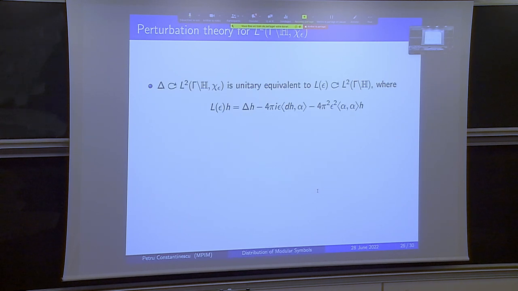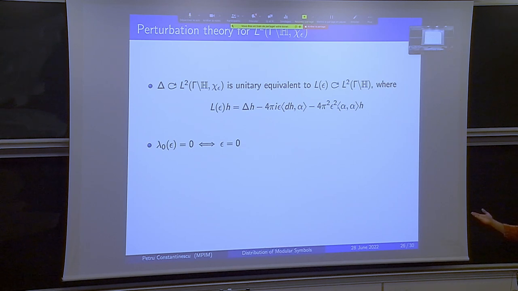So now we have this Laplacian acting on the twisted space, and we can describe it: it's unitarily equivalent to another operator acting on the untwisted space. I define this operator L of epsilon. The important thing here is that this operator is quadratic in epsilon. So think of epsilon as a small real number. We want to do perturbation theory because we want to look at how the space moves when epsilon goes to 0.